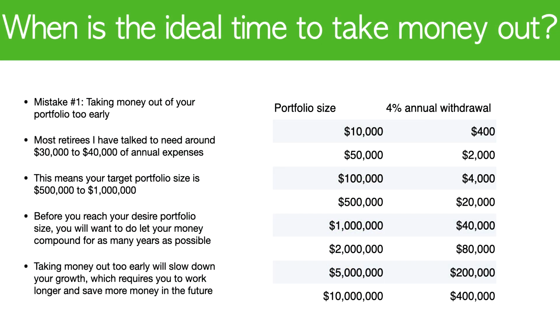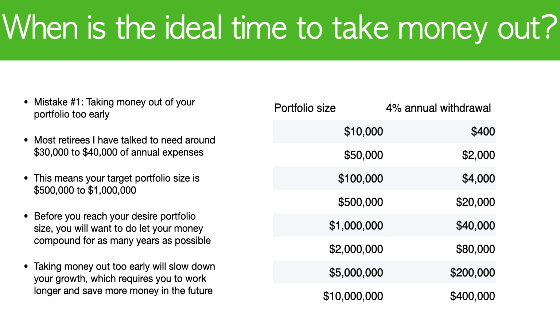Now, let me cover the first common mistake that most people make: taking money out of your portfolio too early. If you look at the portfolio on the right-hand side, you'll realize that it is not really meaningful to take money out until you hit $500,000 using the 4% rule. Now, most of the retirees I talk to need around $30,000 to $40,000 worth of expenses. So you're really looking at the upper range, closer to $1 million. So I would say your target portfolio size is somewhere between $500,000 to $1 million, which I think is pretty standard when people are doing retirement planning.